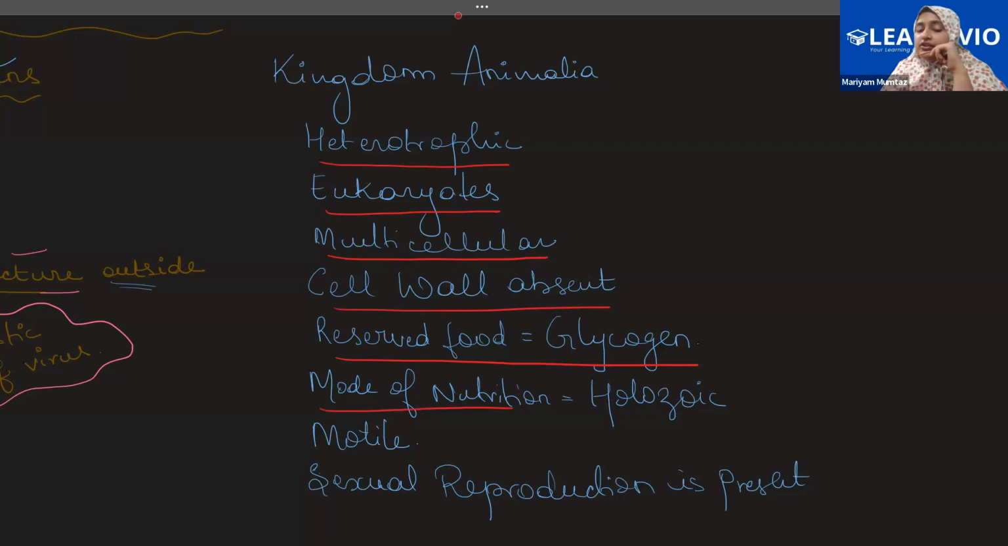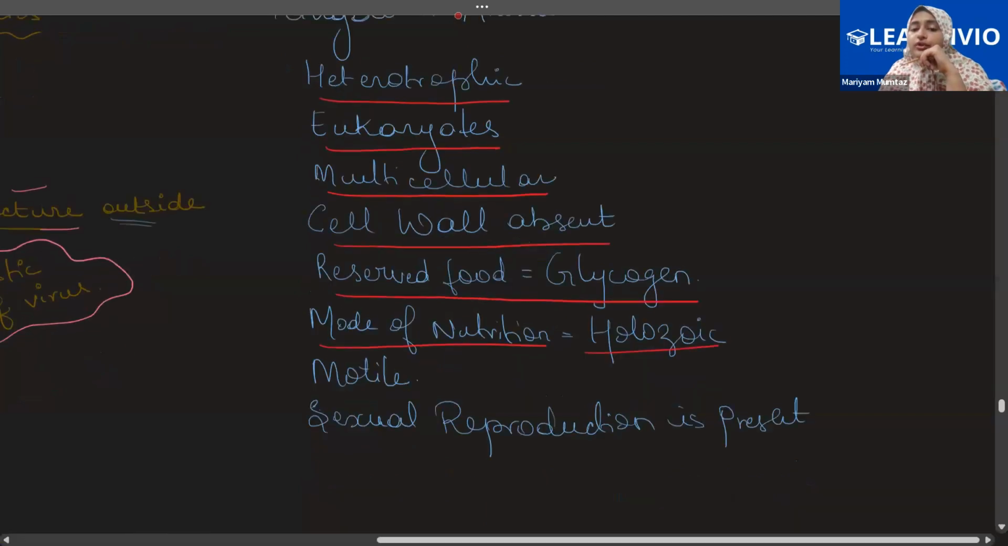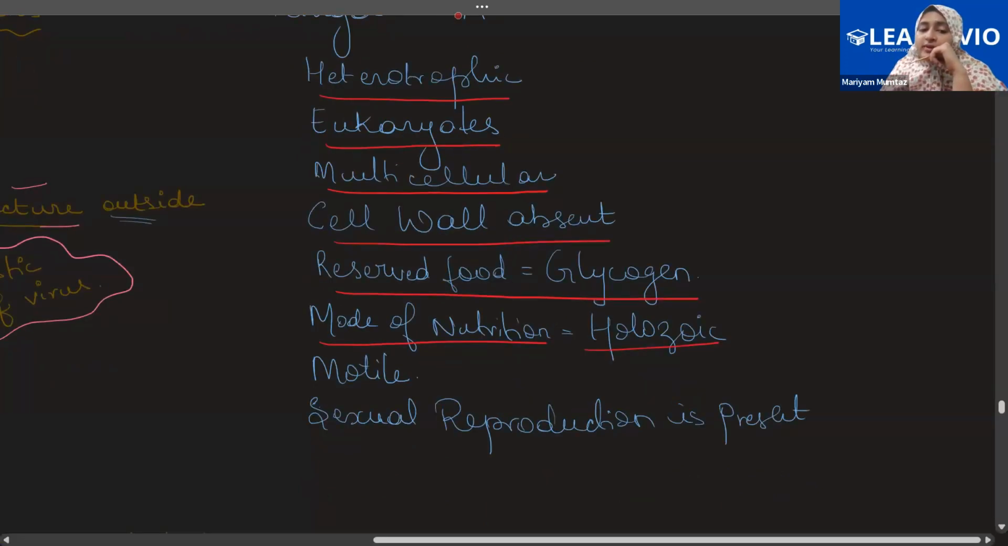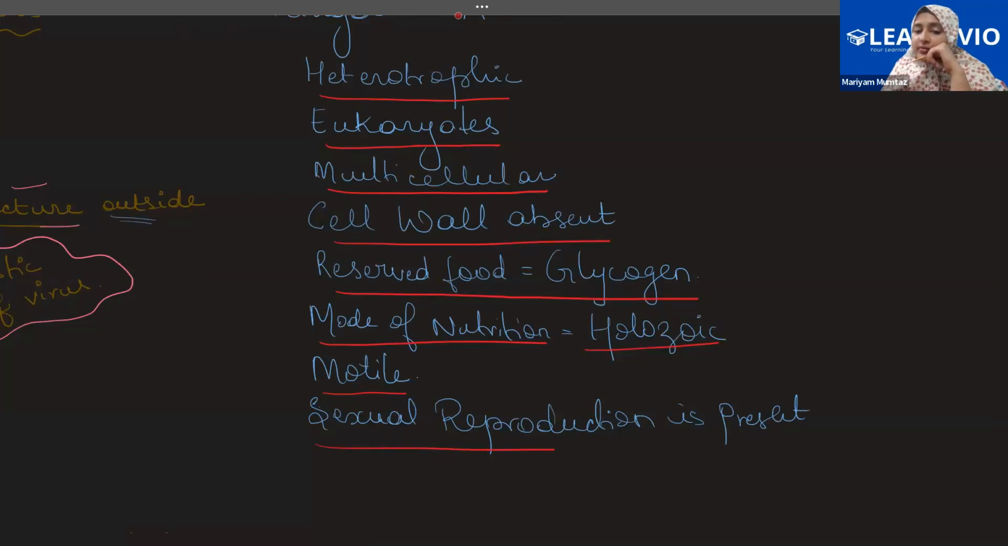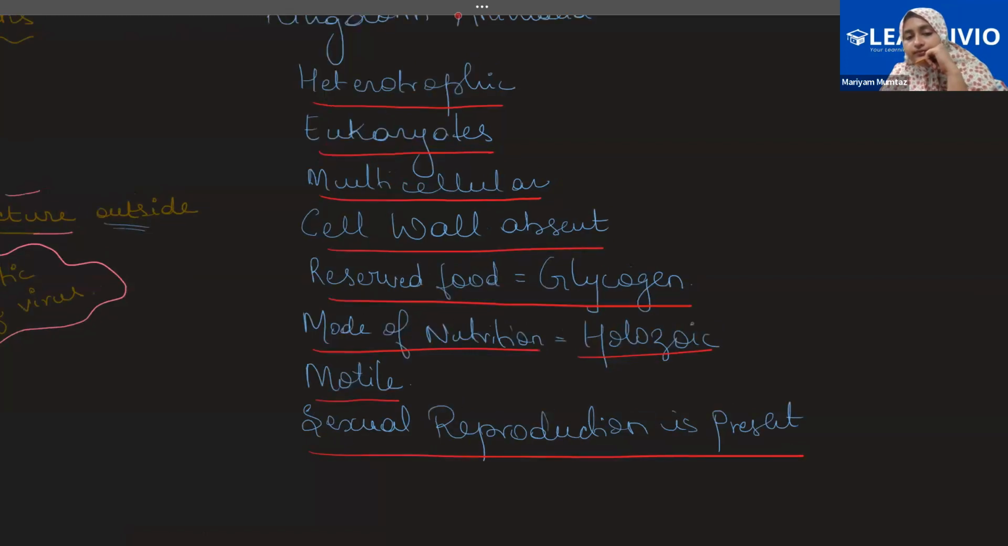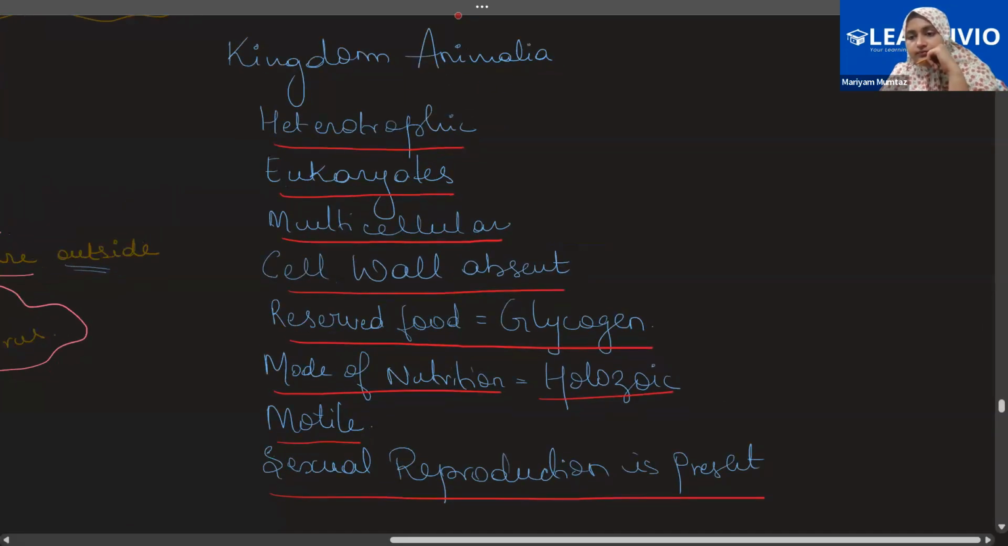Now, the mode of nutrition in the case of animals is holozoic. Holozoic means they take in the food and then they digest the food. All of the members of the kingdom Animalia are motile, they can move, and sexual reproduction is present. Clear? In this we'll have subdivisions.